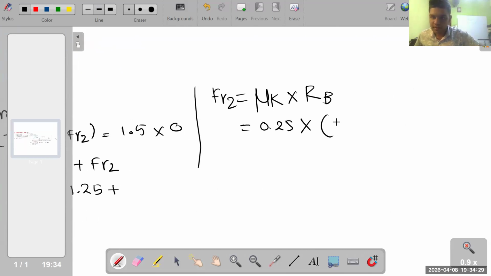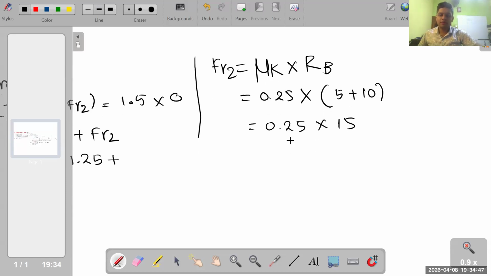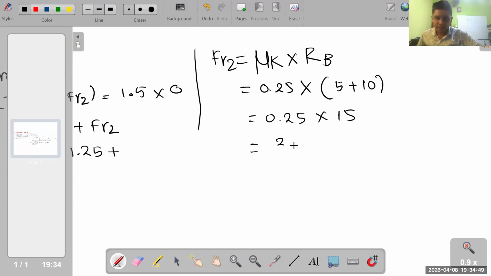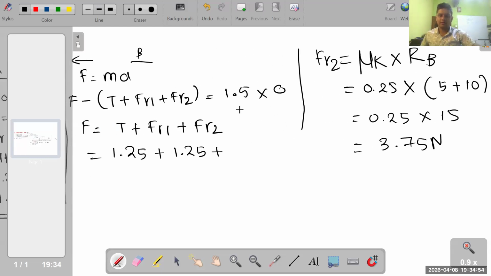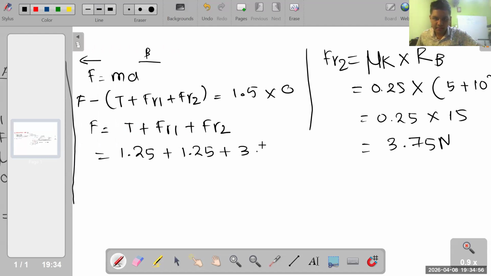From the top mass it would be 5 Newton because its weight is 5 Newton, plus the bottom mass, which is 1 kilo. If I convert mass into weight, it will be 10 Newton. So total it will be 15 Newton. So 0.25 into 15 Newton is 3.75 Newton. I have found Fr2, so I can add here 3.75 Newton.